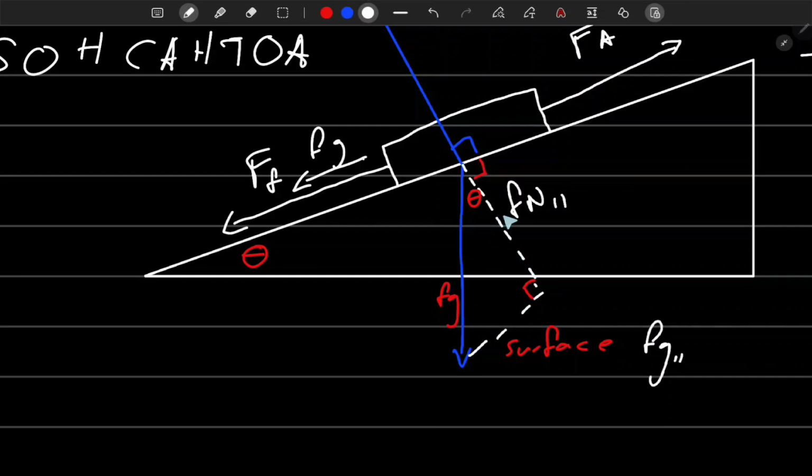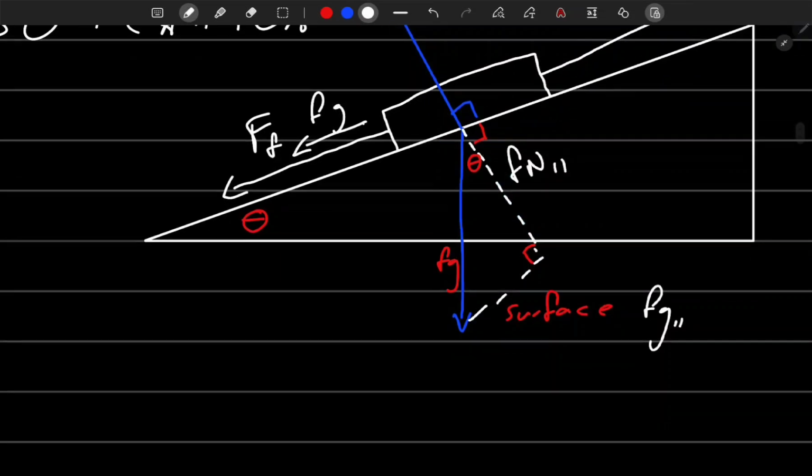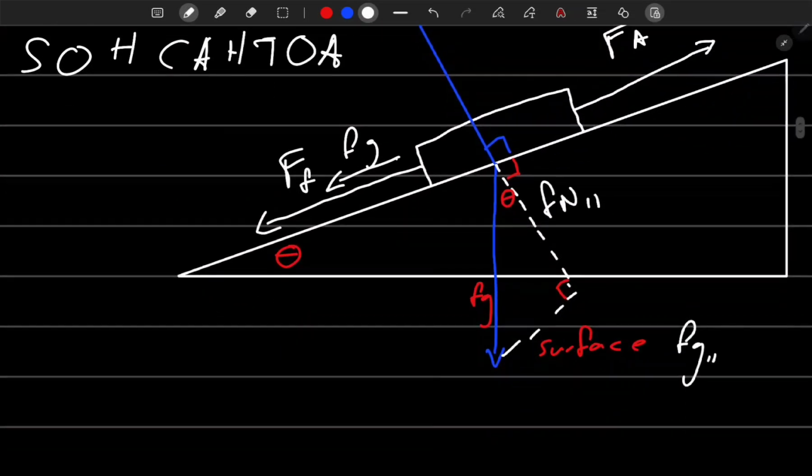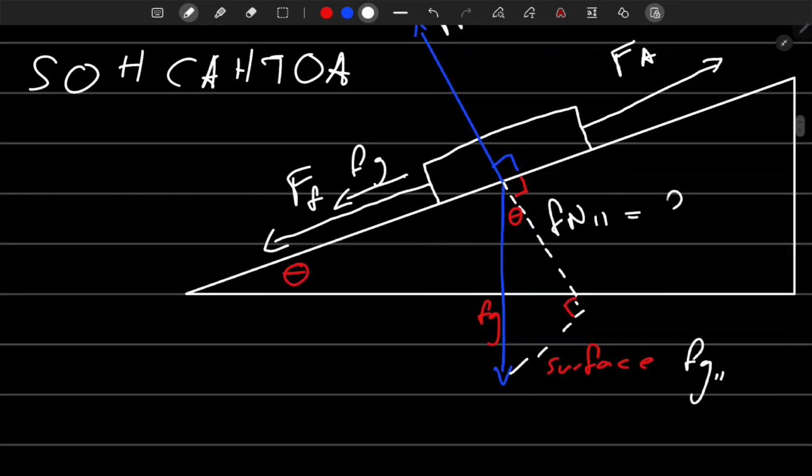For this particular side, this is adjacent. Whenever I'm dealing with adjacent, I'm going to deal with cos, because cos is adjacent over hypotenuse. So if we take this Fg to be 1, I'm going to say that our normal force, the component of Fn, is equal to cos theta.